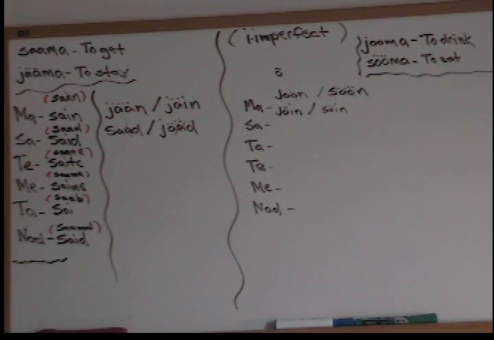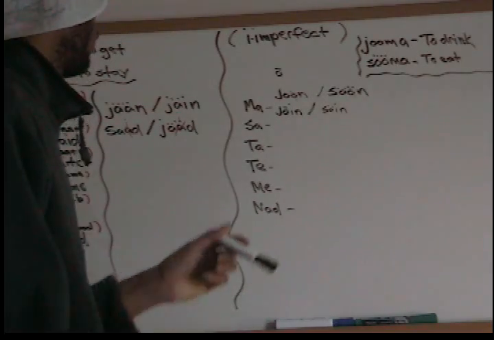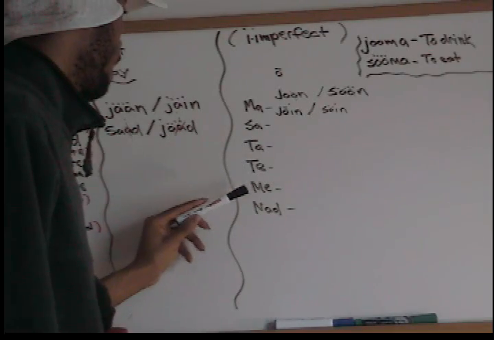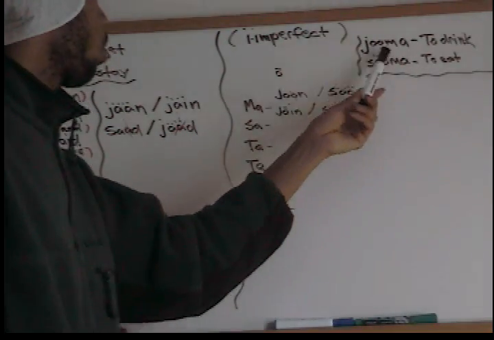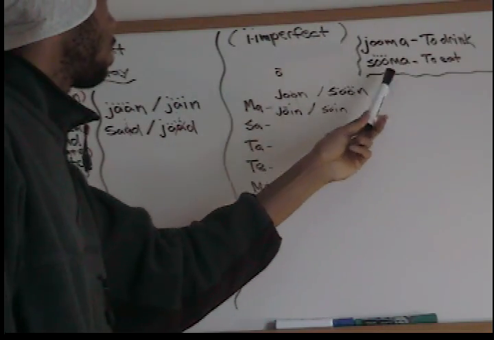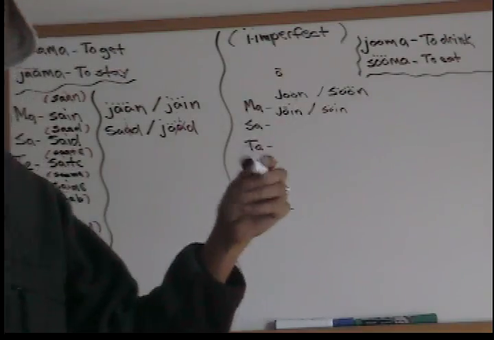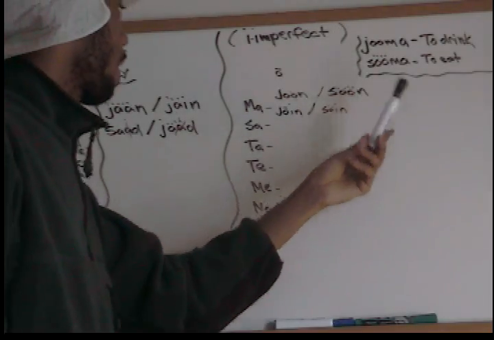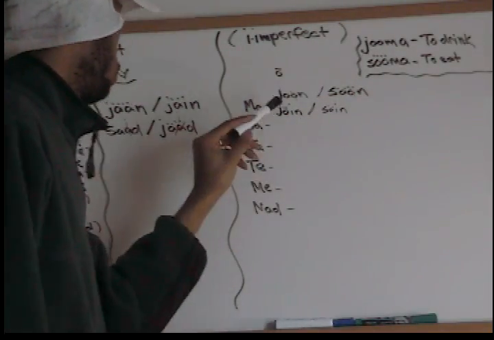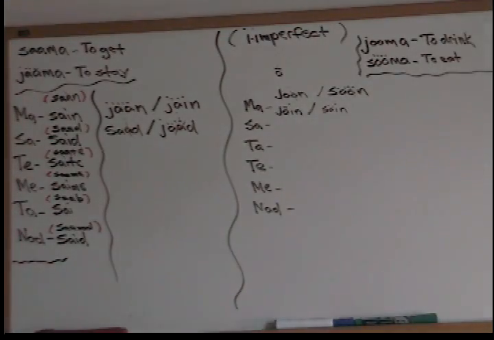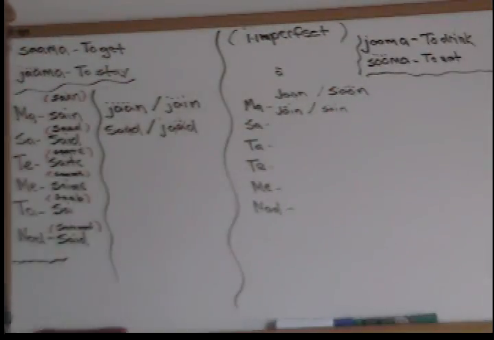Okay. So let's do the O's here. As before, I made the personal pronouns ma, sa, ta, te, me, na, and we're going to use yo. There are two more out of the 15: yoma and sema, to eat, to drink. I've listed all the other 15 in the last video. We're going to use yoma here for ma.